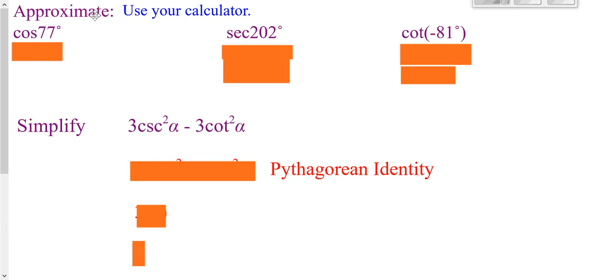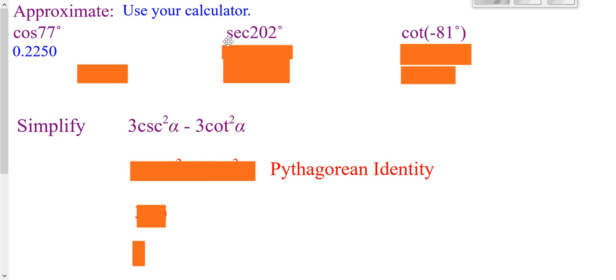Now here, whenever you see a word approximate, a good idea to approximate is to use your calculator. So you'd want to hit the mode button on your calculator, hit mode, make sure it's in degrees because you're dealing with angles in degrees. Then you just type in cosine 77, hit enter, and you should get this. If you don't, talk to me in class and we'll try to figure out what's going on with your calculator.